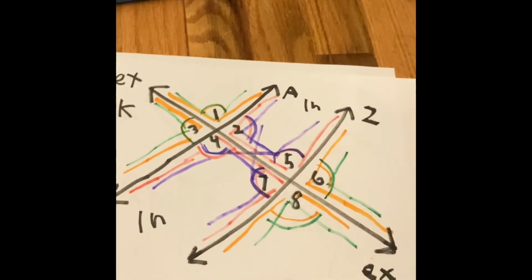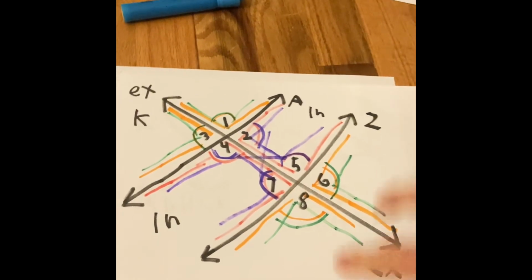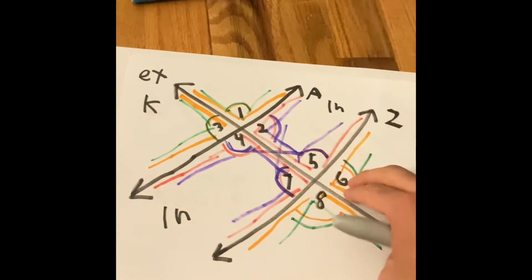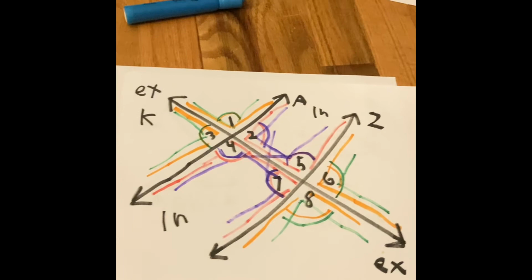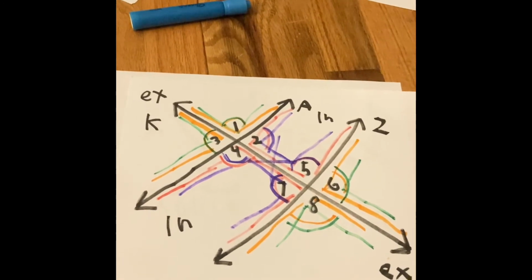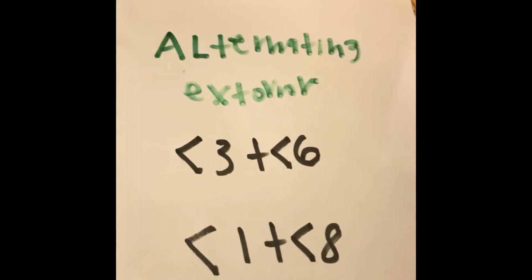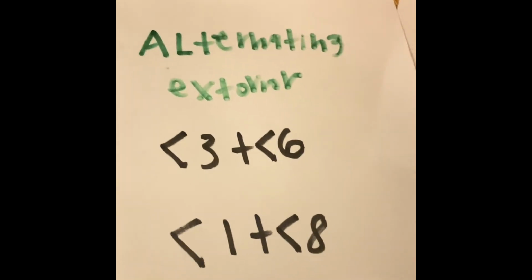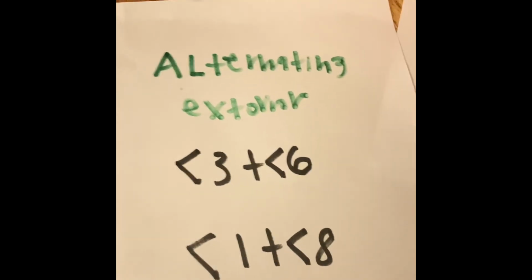So it literally says the opposite, alternating exterior angles. These are exterior angles. This is going to be paired with that, and that is going to be paired with that. So let's write that down. So alternating exterior angles.